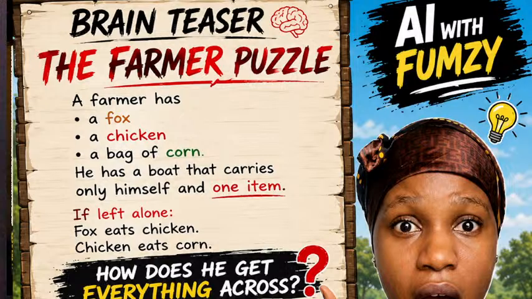I know that some of you are going to say that the fox should first live with the farmer. Others might say, okay, let the corn go first. But are you sure of that? Remember that the boat carries only one item beside the farmer inside the boat.